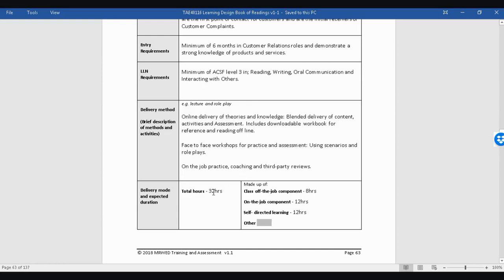With respect to the specifics, the delivery mode and expected duration, it's going to be a total of 32 hours, and that 32 hours is going to be broken up into 8 hours class off-the-job component, which is classroom, 12 hours on the job, and 12 hours by the learners working by themselves, self-directed learning, perhaps online. 12 plus 12 plus 8, funnily enough, equals 32. Make sure that your maths always adds up.